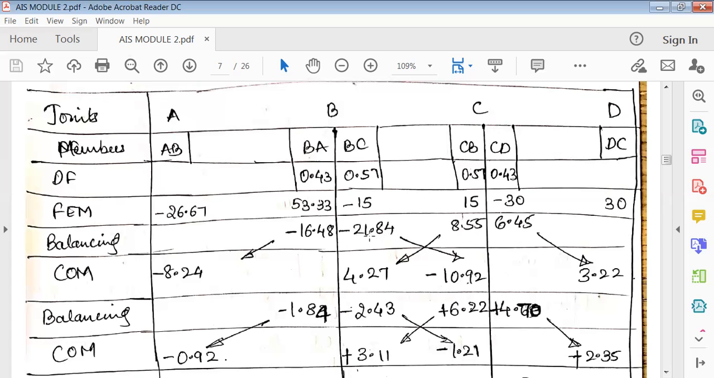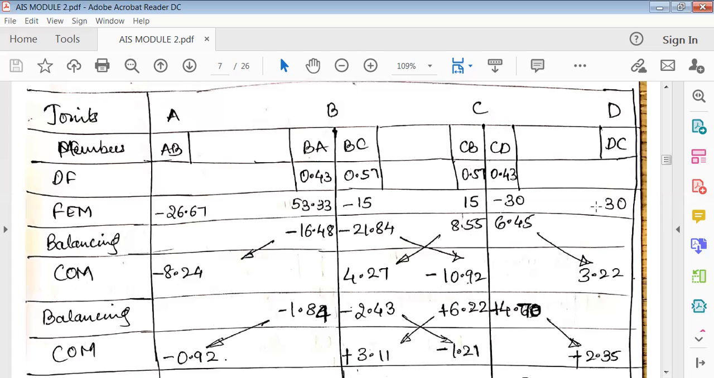So 21.84. So minus 21.84 gets distributed here. So from BC, it gets distributed to CB. So that is minus 21.84 divided by 2. So it's minus 10.92. Similarly, 8.558. Again, from C, it gets distributed to B. Why? Because C and B are treated like a fixed support only. Because the farther ends A and D have fixed supports, the intermediate supports are also treated like fixed supports. So whatever moment is here, half of this gets distributed. So 8.55 divided by 2 is 4.27. Similarly, again at this joint 6.45.